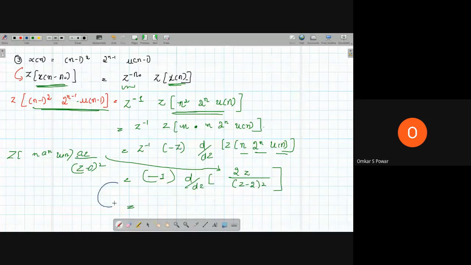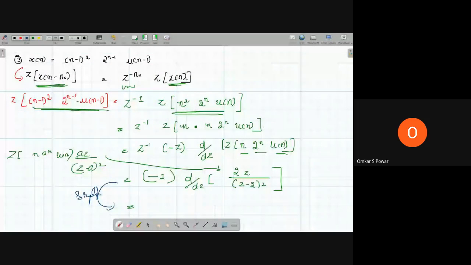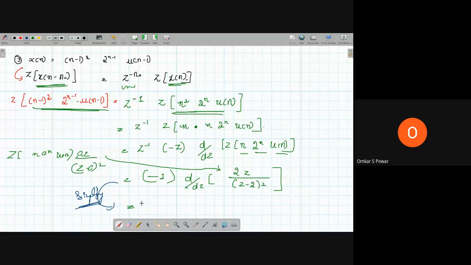Simplify this one. So this you have learnt in your PUC, numerator by denominator, and I have also done it for the first problem. So you should arrive at the answer as 2 into z plus 2 divided by z minus 2 the whole cube. So this you try. Simplify this one to get this answer. So let us concentrate on the logic here. Given the problem, x of n is equal to (n minus 1) the whole square, 2 to the power of n minus 1, u of n minus 1.